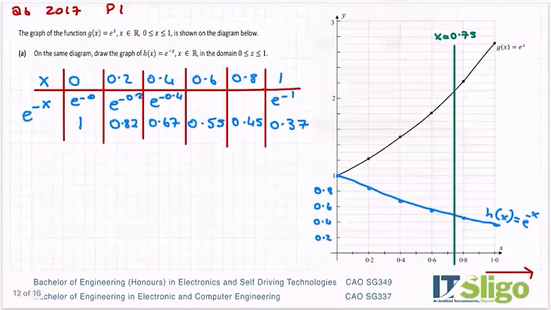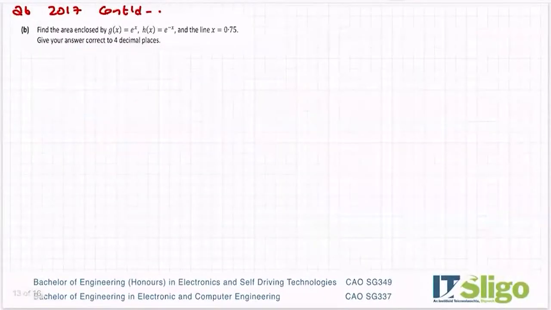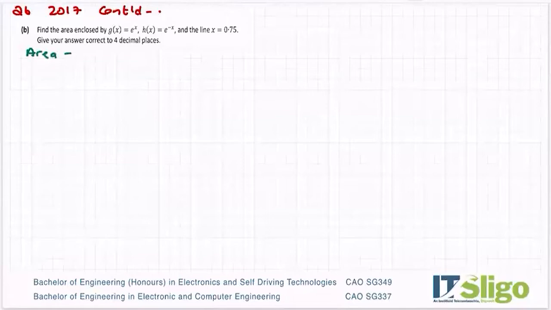Okay, so I have to get the area between e to the power of x and e to the minus x between 0 and 0.75. Just like we did on the 2018 question a minute ago, we will do the top line minus the bottom line. That is how you get the area between two lines. So that's what we're going to do again now on the next page. Top minus the bottom. So have a look at your diagram, see which line is the top. Let me put down area is equal to the integral of the top minus the bottom.